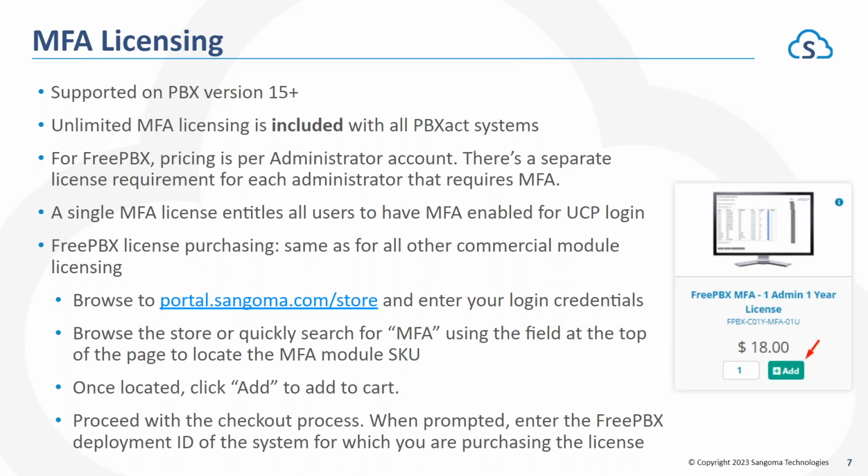FreePBX license purchasing is the same as for all other commercial module licensing. You can browse to portal.sangoma.com/store, enter your login credentials, and then browse the store or quickly search for MFA, and you will find the SKU for the FreePBX module. You can click add to add it in your cart and then proceed with the checkout process. And as for all commercial module purchases, you will be required to input the PBX deployment ID to permanently associate the module purchase with the PBX system.